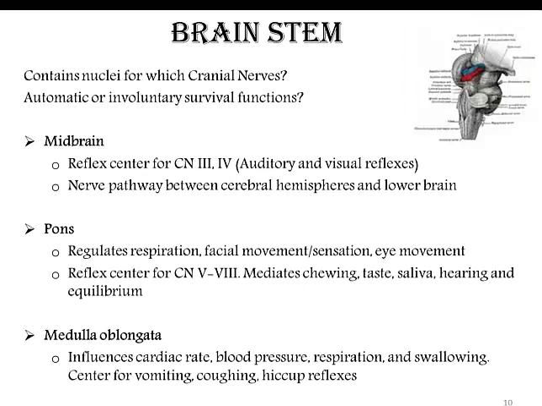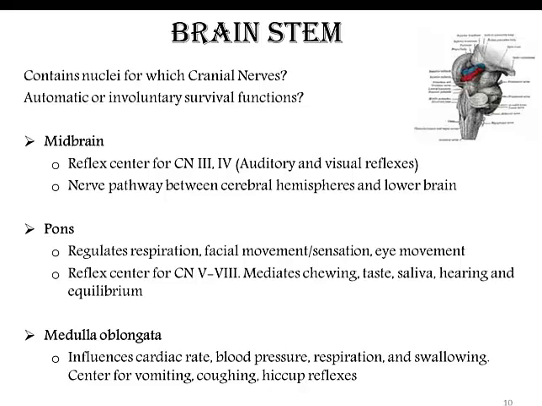The brainstem. It contains nuclei for cranial nerves 3 to 12. Autonomic or involuntary survival functions, such as breathing, heart rate, blood pressure, body temperature, coughing, vomiting, can occur with the brainstem. It is anterior to the cerebellum and above the spinal cord.